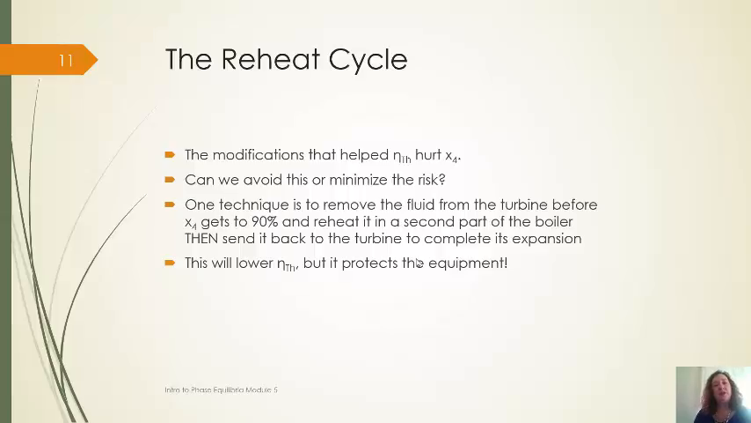But other variations we can do are more complex. So sometimes I realize that it's starting to reach that critically low quality steam in the turbine. And so what I want to do is perhaps help the thermal efficiency, but more than anything, I want to protect that very expensive piece of equipment, the turbine. So I can pull the material out of the turbine early and reheat it and send it back into the turbine to finish the job. Now that will probably lower the thermal efficiency, but it will protect the equipment for minimal additional cost.